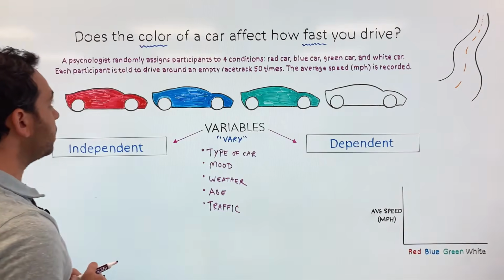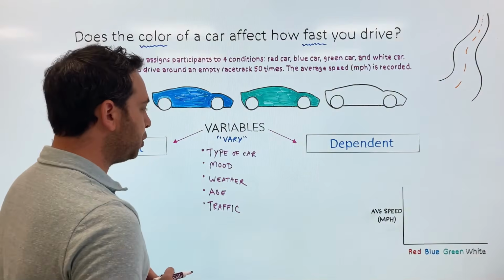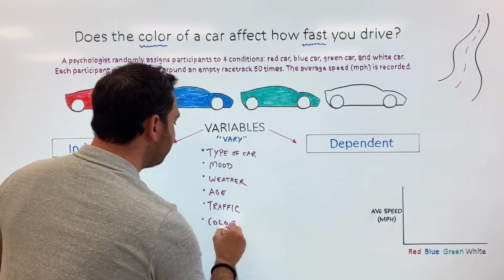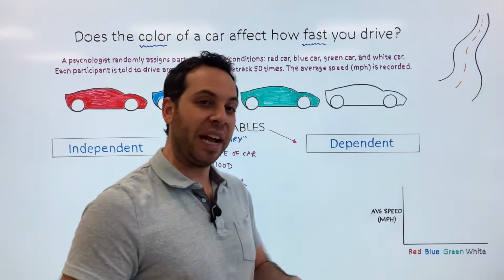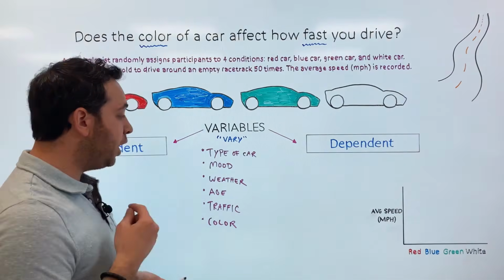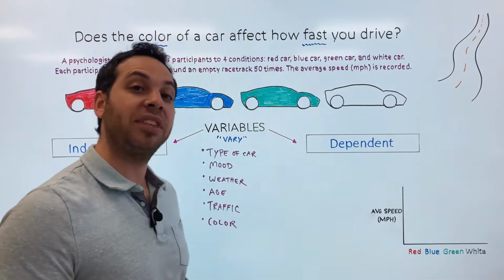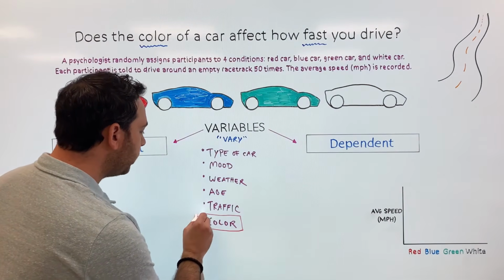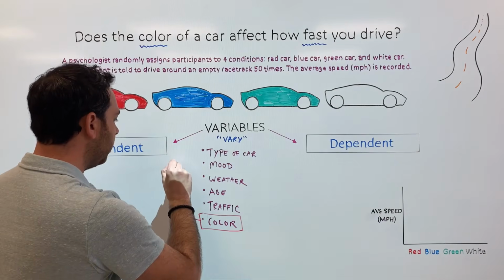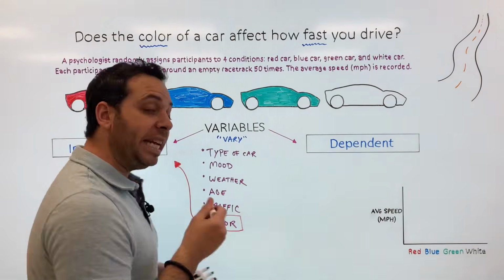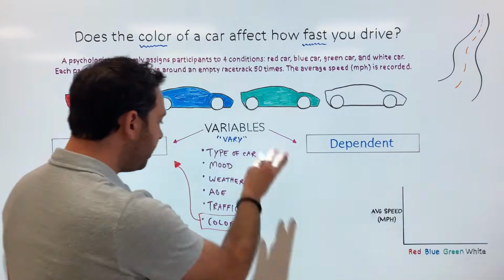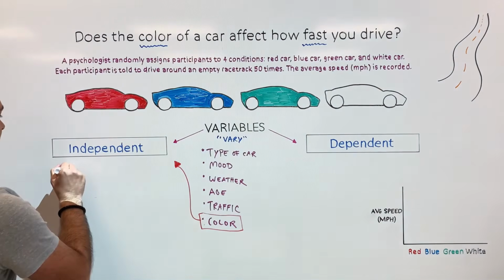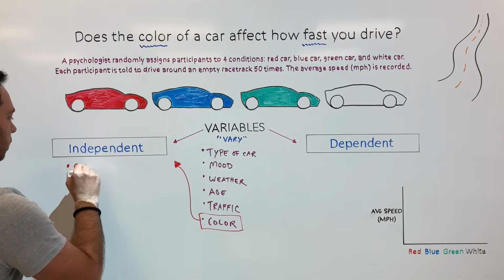But let's go back to our question. Does the color of a car affect how fast you drive? So color is also a variable. So all of these represent variables that could impact how fast somebody drives. But what do we want to know? We don't care about the weather. We don't care about your age. We don't care about the type of car. What do we care about? We care about the color and the color alone. And the reason we call this the independent variable is because we need to make this variable independent or separate from the other variables, right? We got to separate it. We can't have it along with the other ones. And that is why the independent variable would be the color of the car.